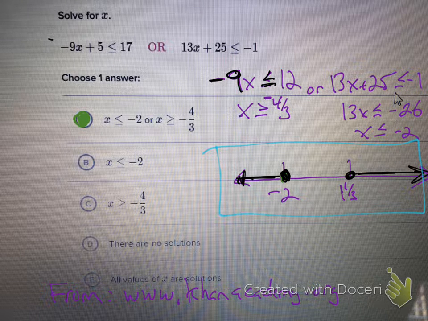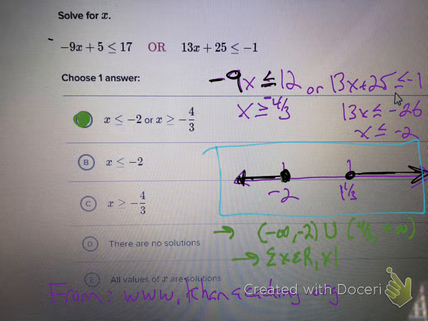If I were going to write this in set notation, I would go ahead and write open parenthesis, negative infinity to negative 2, union with open parenthesis 4/3 to positive infinity. That would be interval notation. And then set notation, I would say x can be any member from the real numbers, and x such that x is less than negative 2, union x is greater than negative 4/3.